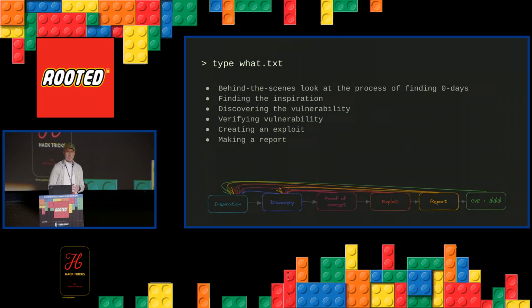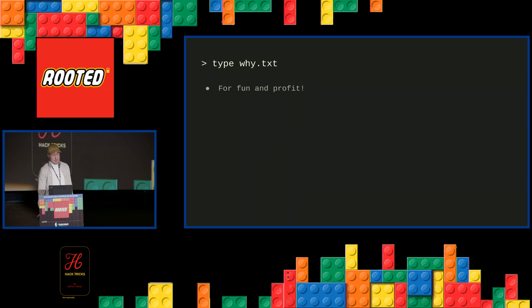So a little bit about what we will do today is that we will get a behind-the-scenes look at the process of finding 0 days. We will take a look at how we find the inspiration, how we even know where to look in this big jungle, how we make a proof of concept, how we make some impact with an exploit, and finally, how we make a good report. And we're doing it for fun and profit.